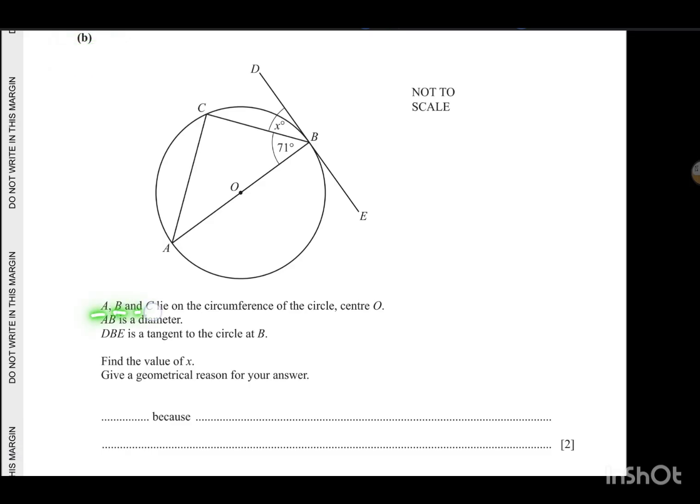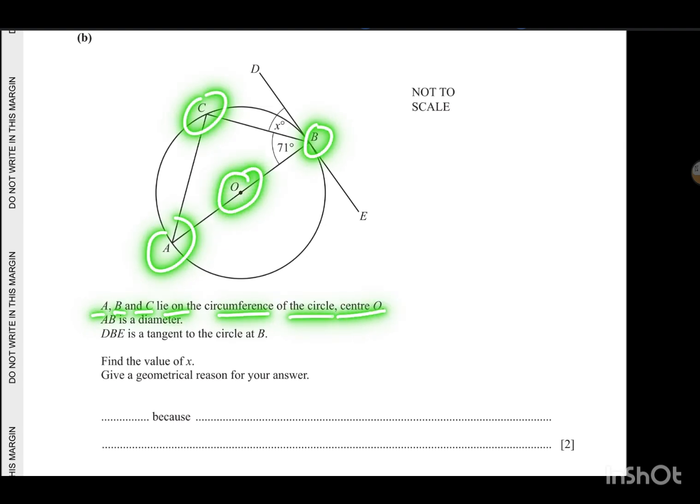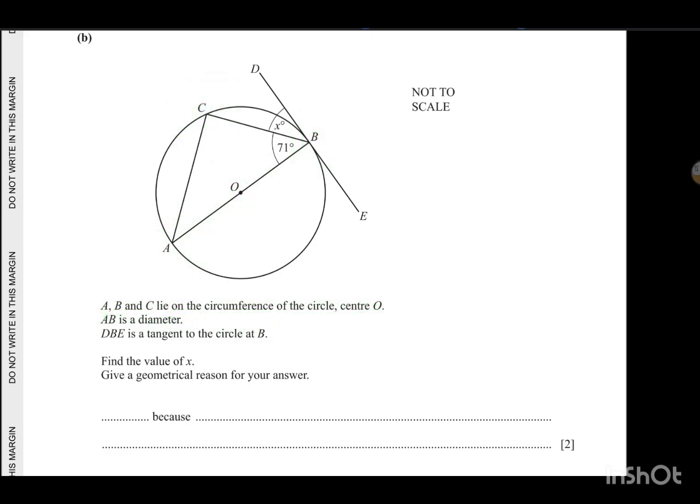Question B. A, B, C lie on the circumference of the circle, center O. AB is the diameter. DB is the tangent to the circle at B. So this tangent is at B. Find the value of x. You have to find out this angle. Give a geometrical reason for your answer.